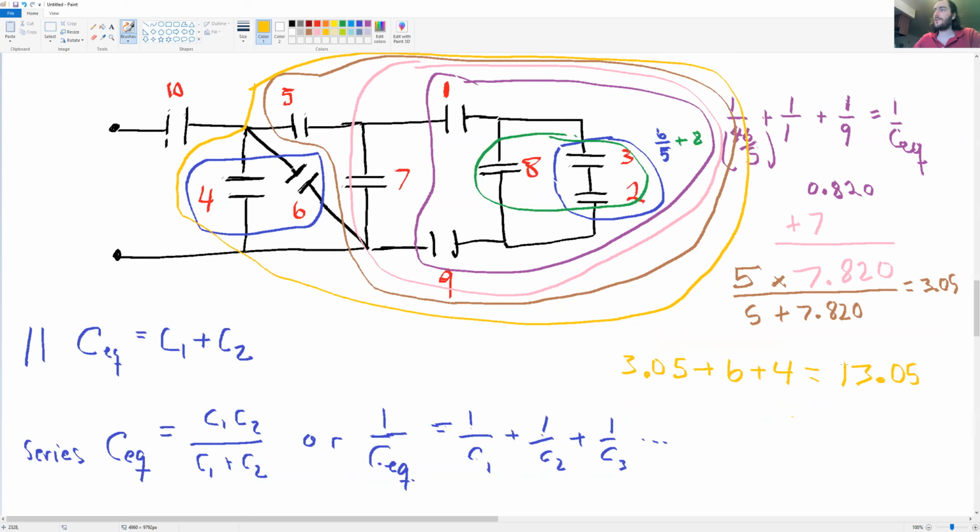Okay, now we have 13.05. That is going to be in parallel with the 10 right there. So we'll do that one in orange, I guess.